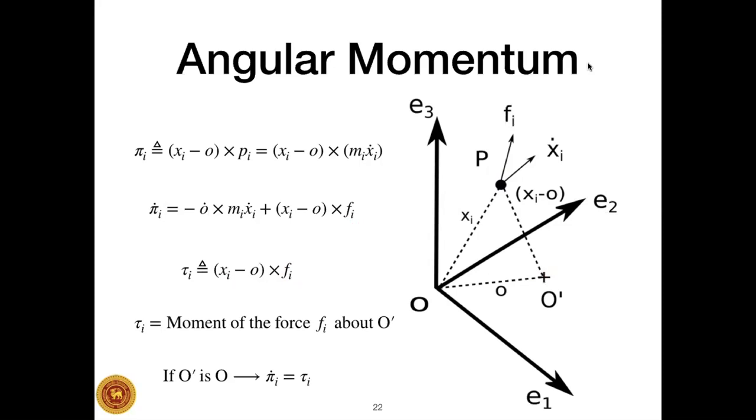If O prime and O are the same, if this is the same as that, or in other words, if you take the angular momentum with respect to the origin of the frame, we get a simple relationship that says the rate of change of angular momentum is equal to the moment of the force about the origin of the frame. And this is very similar to the linear momentum case, where the rate of change of linear momentum of a particle is equal to the forces acting on the particle.